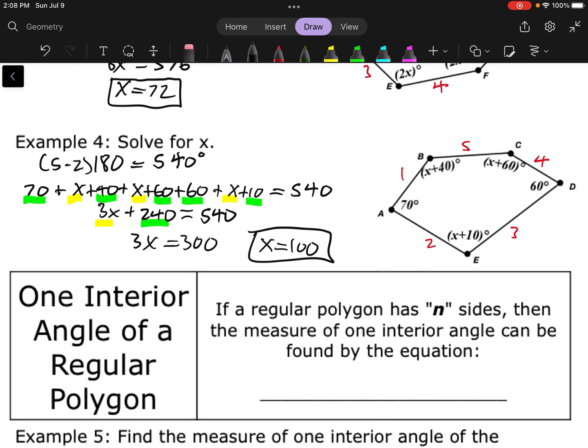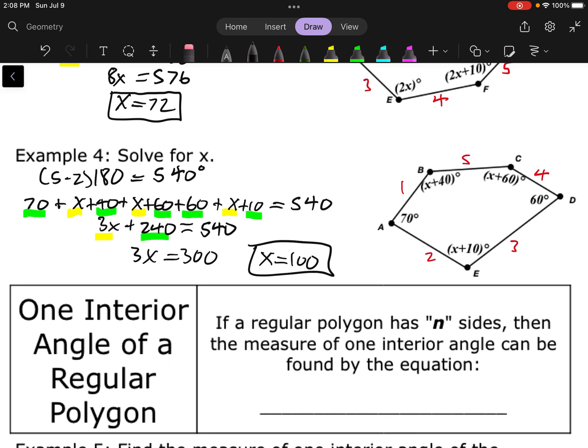Now, our next rule is going to be a variation on the one that we just saw. So if we want to find one single interior angle from a regular polygon, remember regular polygons are ones where all the sides and angles are the same, then we can use this theorem. It says if a regular polygon has n sides, then the measure of one interior angle can be found by the equation. And we will say that the angle is equal to n minus 2 times 180 divided by n.